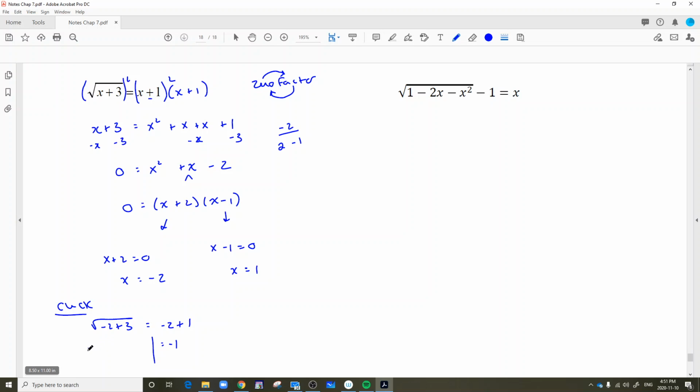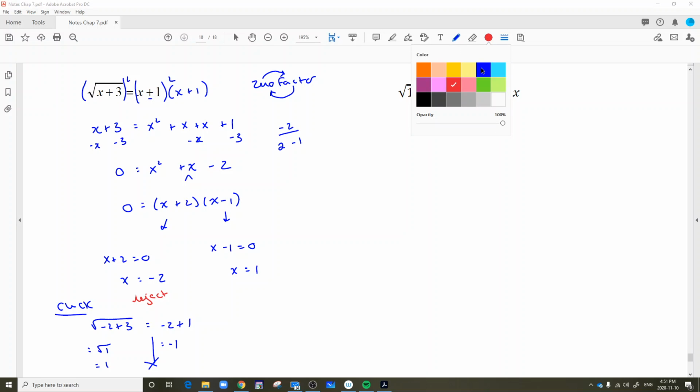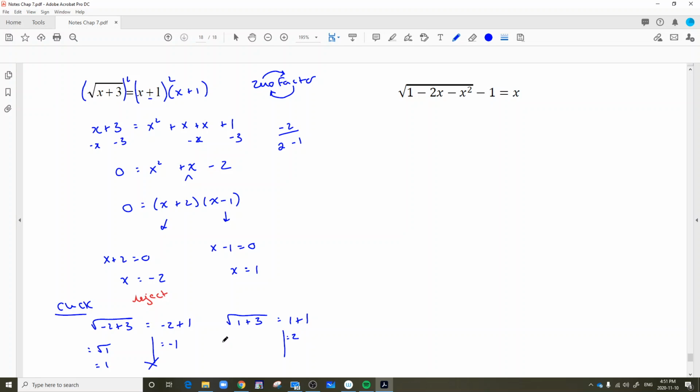If I keep going, I've got the square root of 1, which is 1, and it's not going to work. So this solution here is going to get rejected. This is not a true solution. It's an extraneous root. Let's try positive 1. So we've got the square root of 1 plus 3. Does that equal 1 plus 1? We're off to a good start. It's equal to 2. This is the square root of 4, which is 2. This one's good. So the solution to this question is just 1.